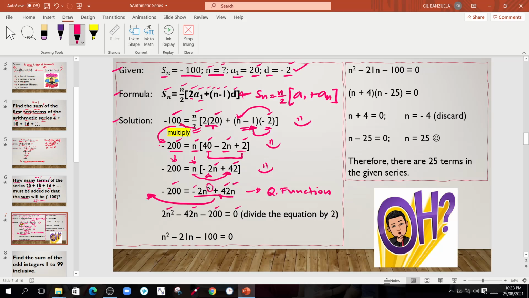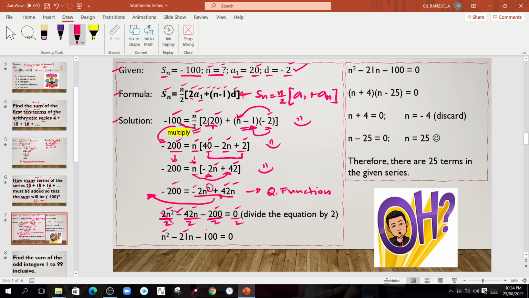And let's examine the equation. So, makikita ninyo guys, yung mga coefficients natin are divisible by 2. Diba? So, pwede nating i-reduce yung ating equation. So, i-divide natin ito, buong equation by 2. So, 2 divided by 2, that is equal to 1. Then, 1 times n squared. So, we will arrive at n squared. Then, negative 42 divided by 2. So, that is negative 21.